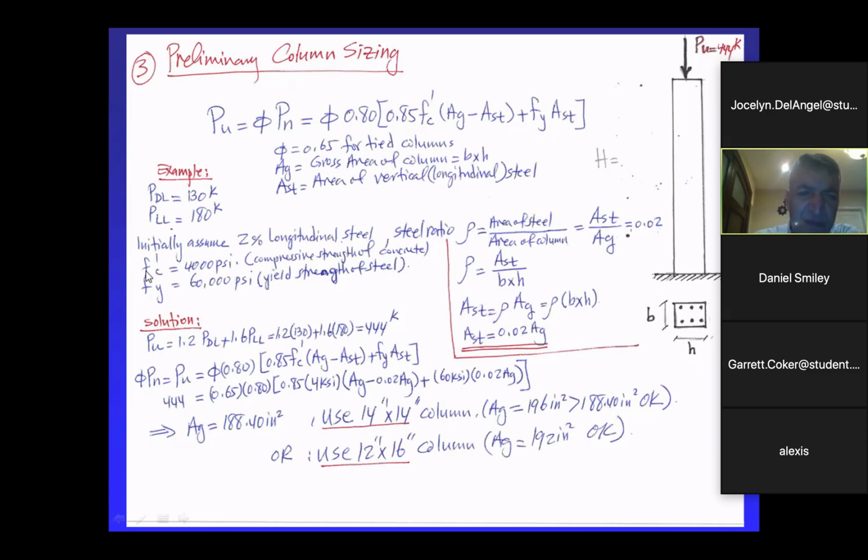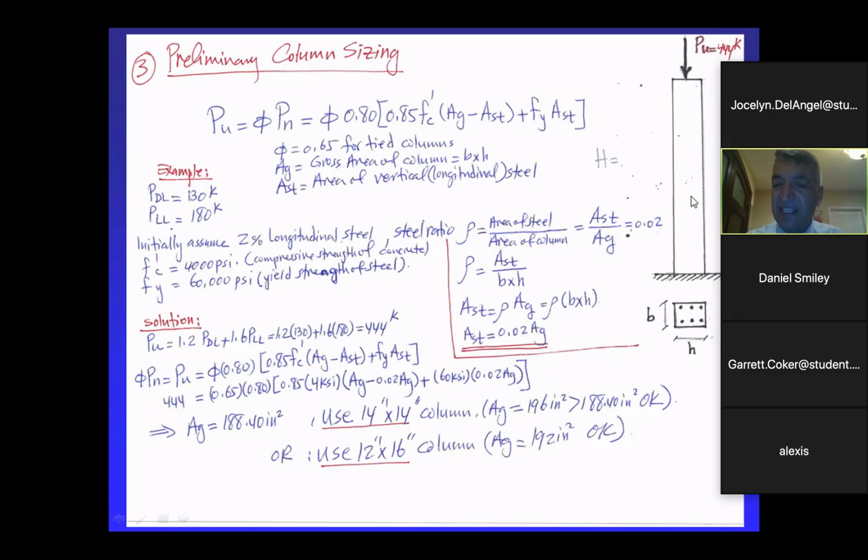And then, of course, F prime C is 4,000, Fy is 60,000. Just come to this equation and plug in the numbers. These are P dead load and P live load. I have to get P sub U, so I have to do 1.2 P dead load plus 1.6 live load. You saw that in structural analysis, remember the ultimate load. 1.2 times P dead load is 130, 1.6 P live load is 180, equal to that. So look at this, I have a column loaded with a P sub U of 444 kips.